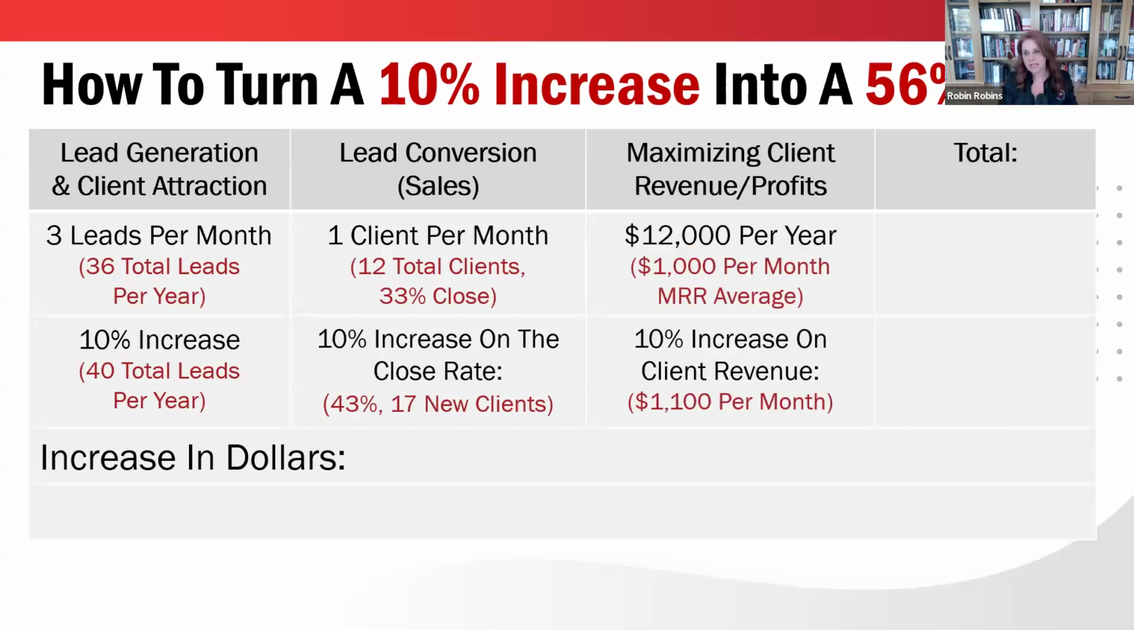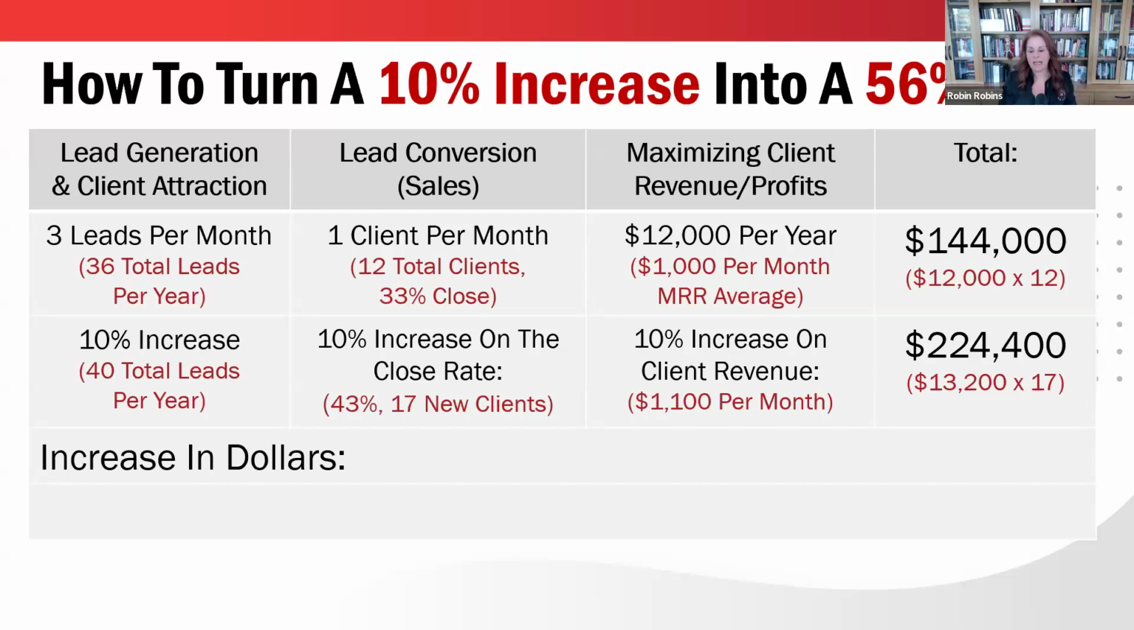Okay. Then we don't stop there. By maximizing client revenue, we raise prices a little bit because we know how to upsell an advanced cyber package, and we know how to establish value. We know how to overcome objections. And instead of our average MRR being $1,000 per month, we now get it to $1,100. Okay. So again, not big radical shifts, 10% increase in each area.